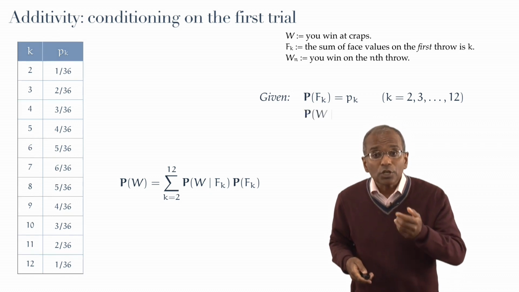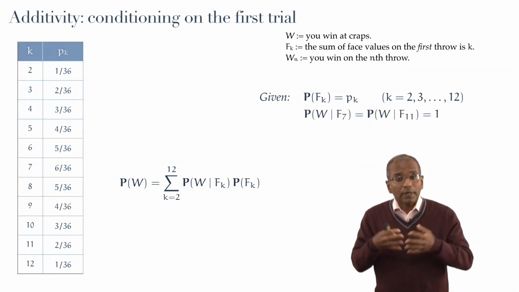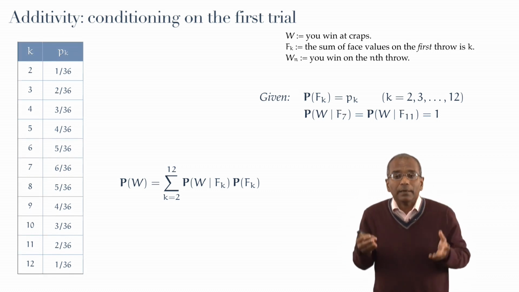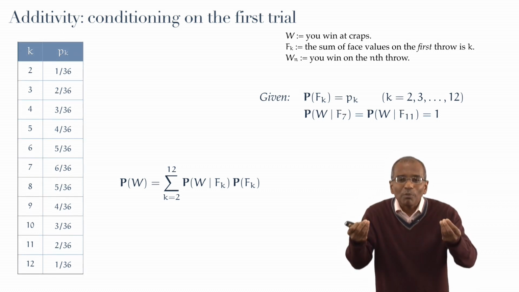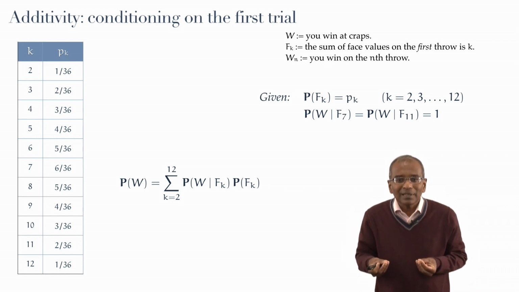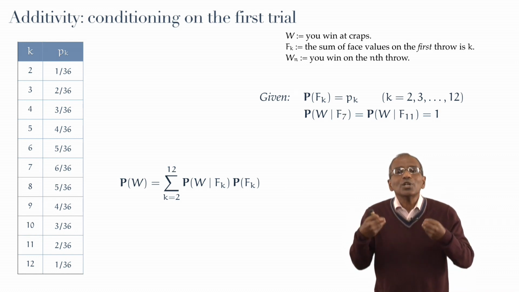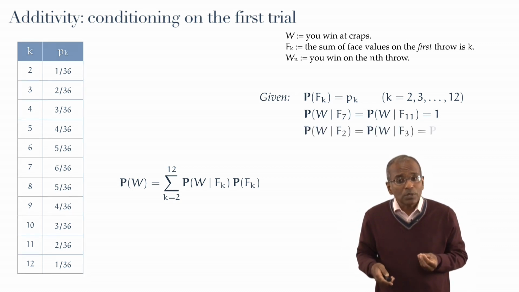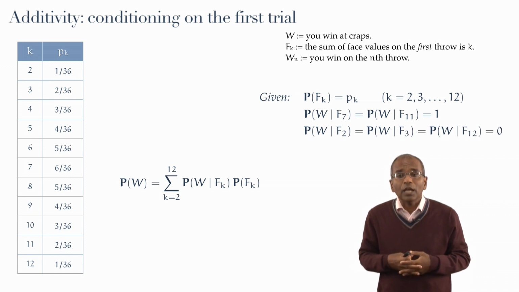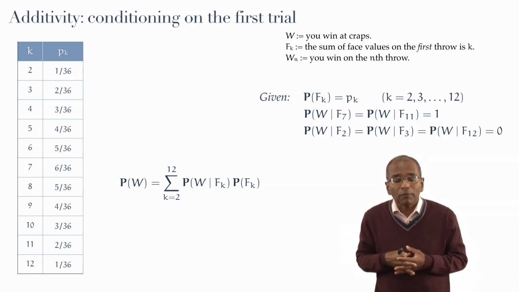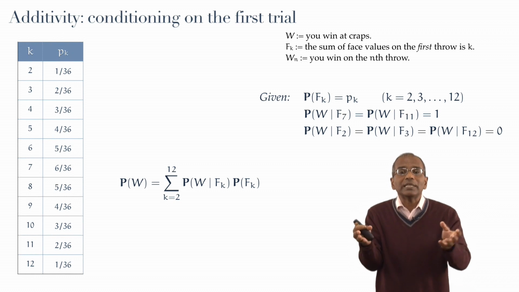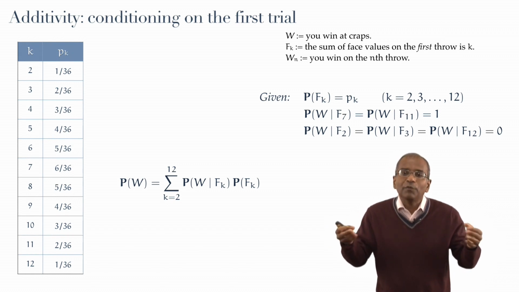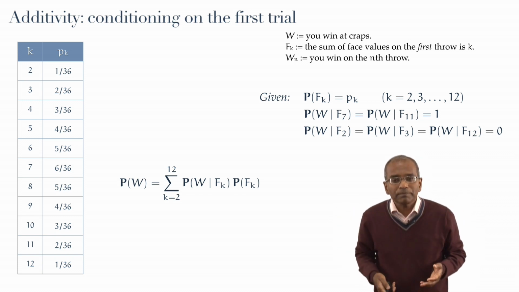Well, we know certain conditional probabilities. We are given that if we throw 7 or 11, you win immediately. Therefore, the conditional probability of winning, having thrown a 7, is 1, and the conditional probability of winning, having thrown an 11, is also 1. And we are told that we lose immediately if you throw a 2 or a 3 or a 12. The conditional probability of winning in these cases is identically 0. You cannot possibly win, in fact you've lost, if you throw 2, 3 or 12 on the first trial.